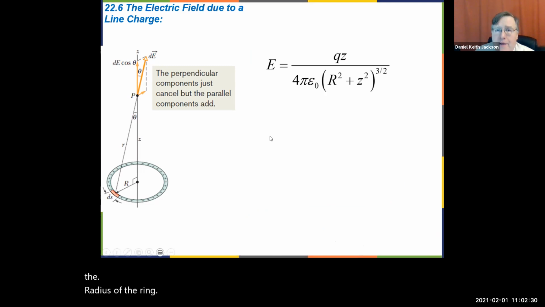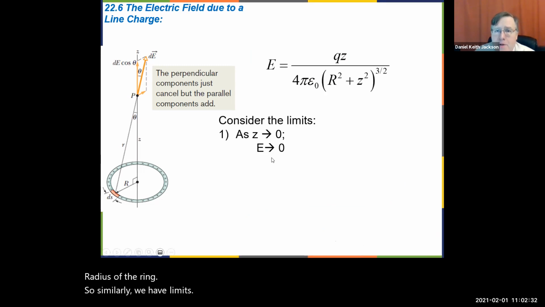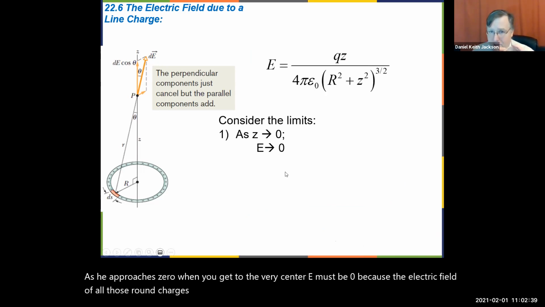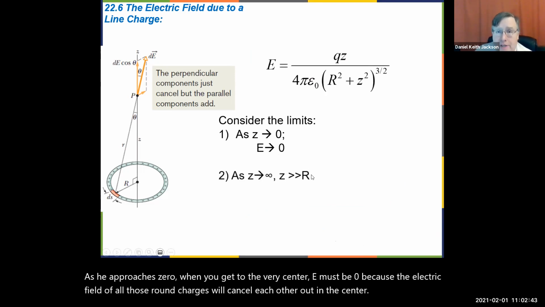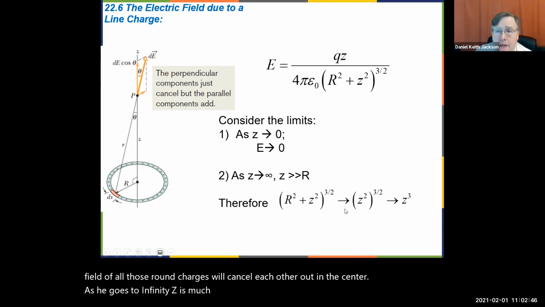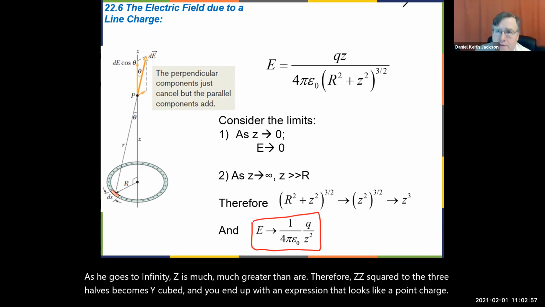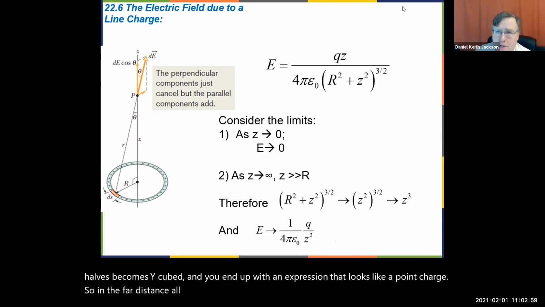So similarly, we have limits. As z approaches 0, when you get to the very center, E must be 0 because the electric fields of all those round charges cancel each other out in the center. As z goes to infinity, z is much, much greater than r. Therefore, z squared to the 3/2 becomes z cubed, and you end up with an expression that looks like a point charge. So in the far distance, all of these will end up looking like point charges when you get far enough away from them.